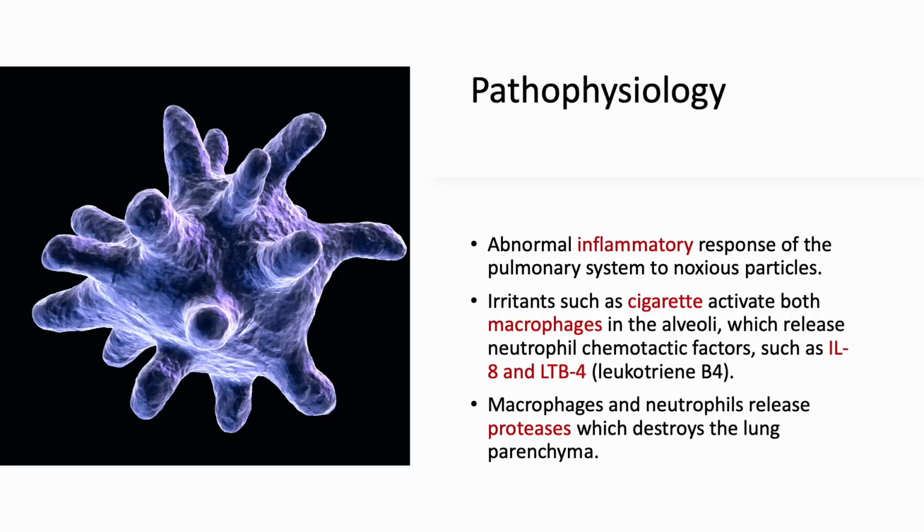COPD is a chronic inflammatory condition and is associated with an abnormal inflammatory response of the pulmonary system to noxious particles. Irritants such as cigarettes activate macrophages in the alveoli, which then release neutrophil chemotactic factors such as IL-8 and LTB4, for leukotriene B4. Macrophages and neutrophils release proteases, which destroy the lung parenchyma. Antiproteases such as alpha-1 antitrypsin inactivate these proteases, and these can be low in patients with COPD.